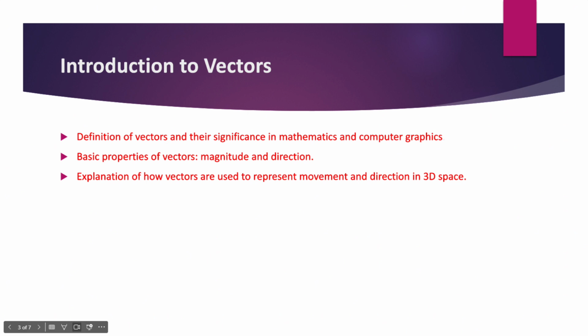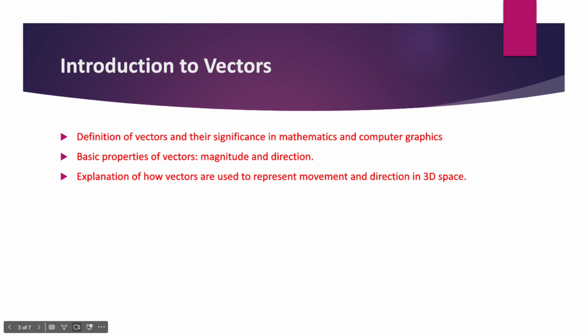Vectors are fundamental mathematical entities used to represent quantities that have both magnitude and direction. A vector is typically denoted by an arrow, where the length of the arrow represents the magnitude of the vector, and the direction of the arrow indicates the direction of the vector.